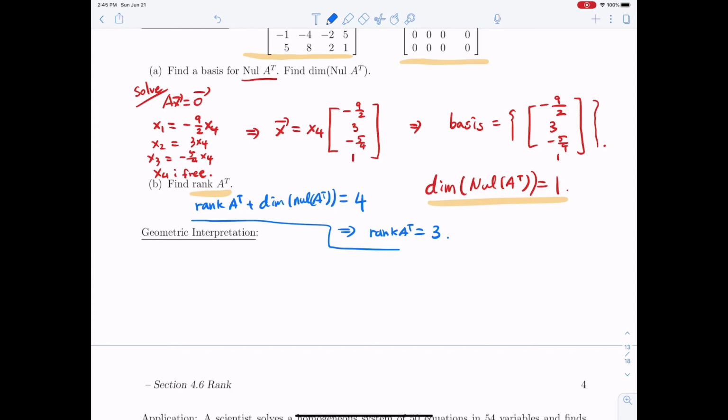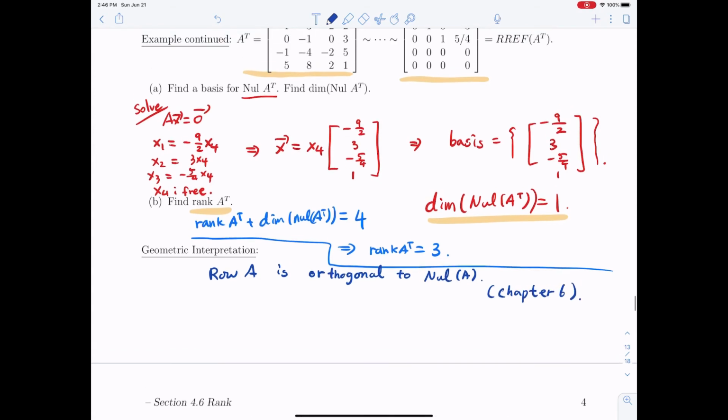There is a geometric interpretation between the null space and the row space of the given matrix. In fact, the row space of A is orthogonal to the null space of A. And we will see this in chapter 6.